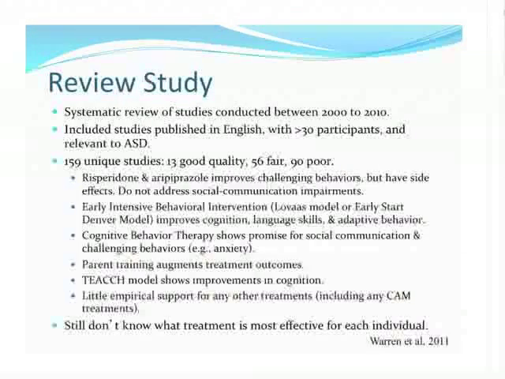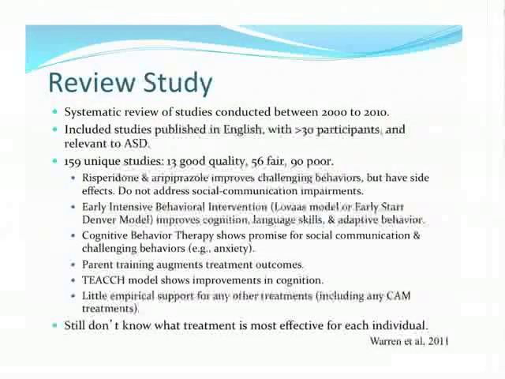Other take-home messages from this review study: those early intensive behavioral interventions, such as the Discrete Trial Training model, or the Lovaas method, or DTT, however you want to talk about that, or the Early Start Denver Model, both of those seem to show significant support for improving cognition, improving language skills, as well as adaptive behavior. Adaptive behavior are things like daily living skills and being able to communicate, engage, and just kind of make it through your day.